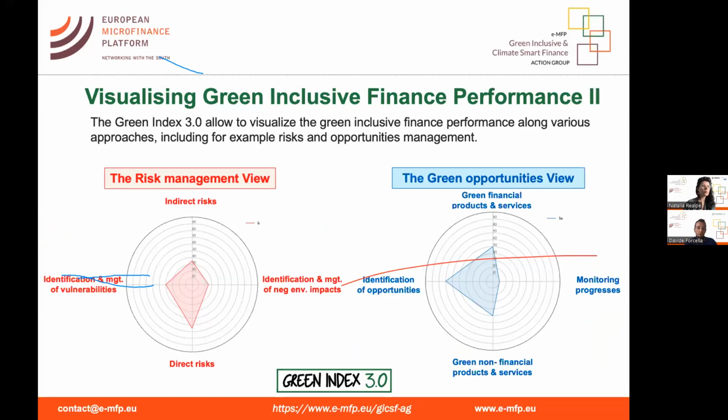When you fill it in, the Green Index also allows you to have this visualization, to understand the capacity of the institution to manage the environmental risk, both at the level of indirect risk, so the risk of your clients, and the level of your institution, so direct risk, as well as the vulnerability and the negative environmental impact. So the two sides of risk management we discussed, as well as a visualization in terms of the capacity to identify opportunity in terms of demand and needs of the clients, the green products financially and non-financially the institution is providing, as well as a monitoring capacity of how these green products you have developed fulfill the expectations and needs of your clients.